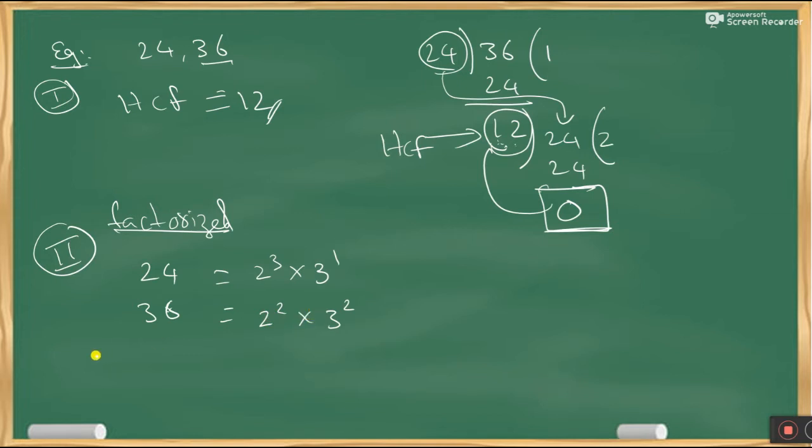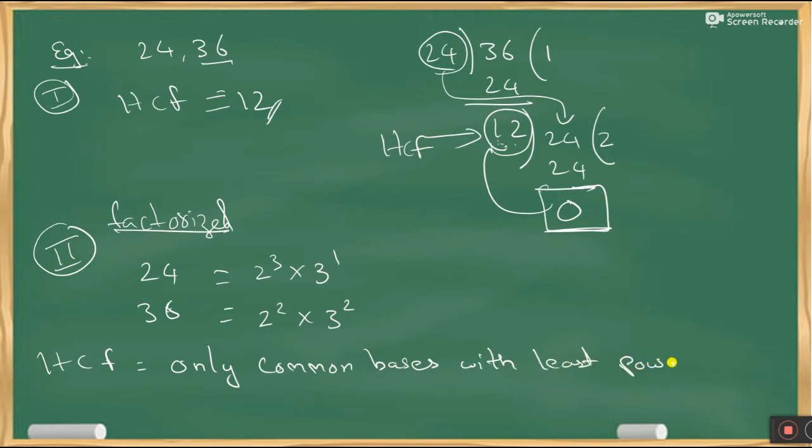Now, in this factorized form, how to find the HCF? HCF is nothing but writing down only the common bases or factors with least powers. Clear? So I see both 2 and 3 are common. What is the least power of 2? It's 2. What is the least power of 3? It's 1. So 2 square is 4, 4 times 3 is 12. So 12 is my HCF, which is the same answer as in the previous case. Clear? So this is the basic concept of LCM and HCF.